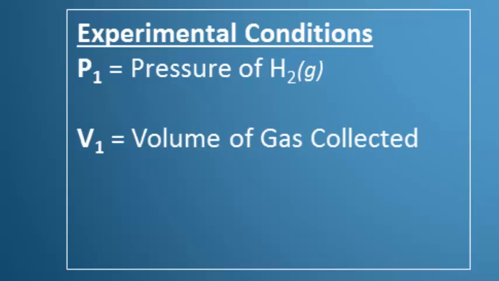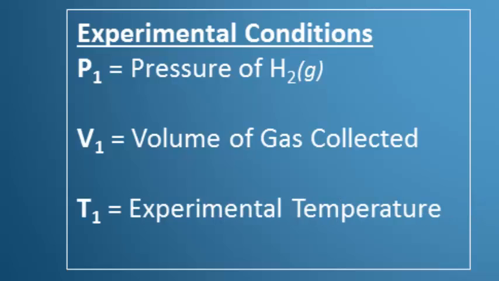Next, we have the volume of the gas collected. Now, this is going to be directly from our data table, and hopefully you have two places to the right of the decimal when you record this value. And the last is the temperature. Now, for the temperature, it's going to be the temperature of the water and acid mixture, and you're going to measure this temperature at some point during the lab. So these are all experimental conditions.